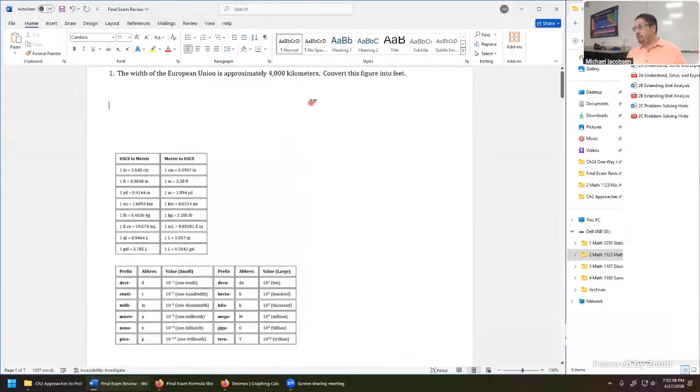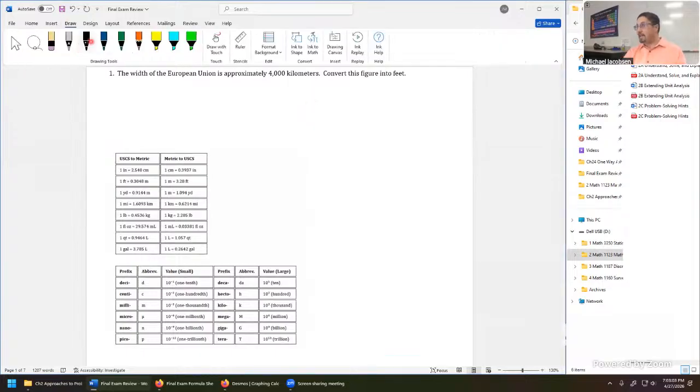Okay, so with that table there, just imagine we're just eyeballing this last page on the exam as we go to solve. If the European Union is 4,000 kilometers, and we want to convert that to feet, first thing we can do is take, say, the kilo prefix for K, that's just meaning 10 to the power 3 or 1,000 meters. So if that's the case, coming back here, we have 1 meter is 3.28 feet.